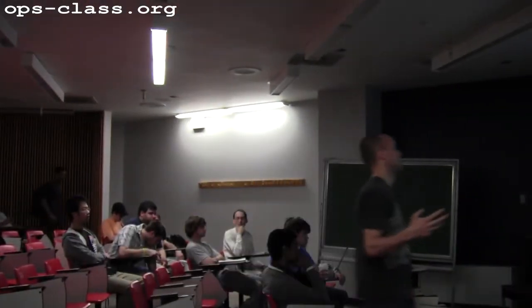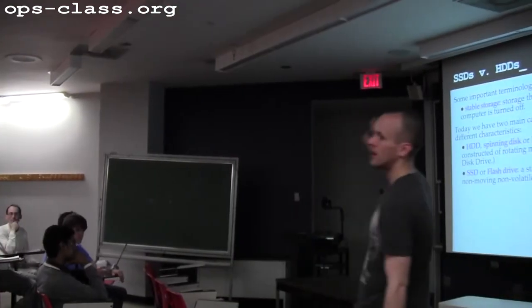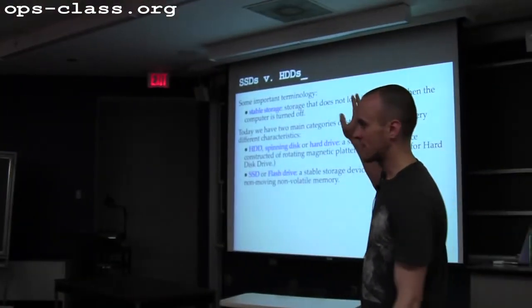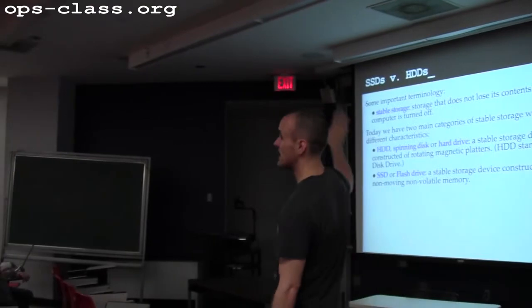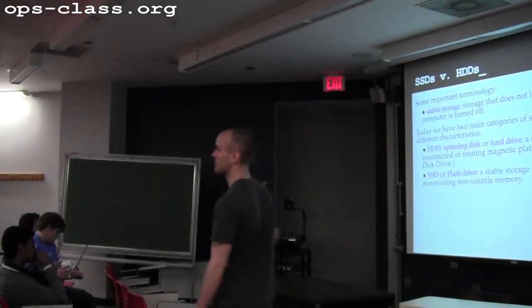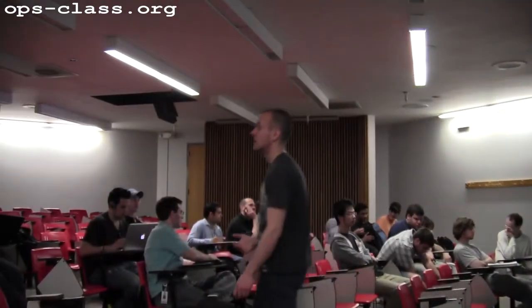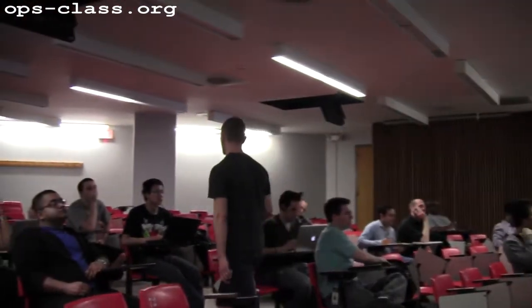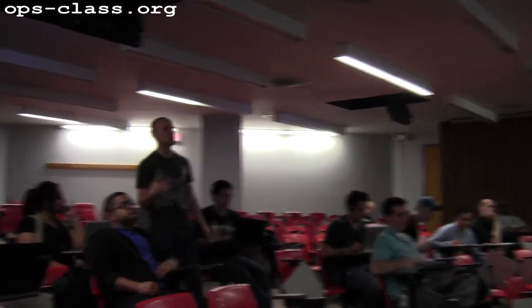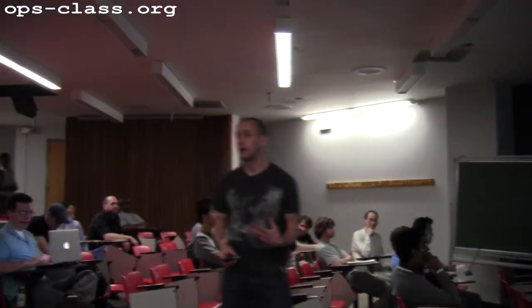So when I talk about HDDs, spinning disks, or hard drives, I'm talking in general about a stable storage device that's constructed from rotating magnetic platters. Again, we'll see plenty of this today. If I talk about an SSD or a flash drive, I'm talking about a stable storage device that's constructed from non-moving, non-volatile memory. Non-volatile memory is something that's kind of like RAM, usually slower, but it doesn't lose its contents when it's powered down.